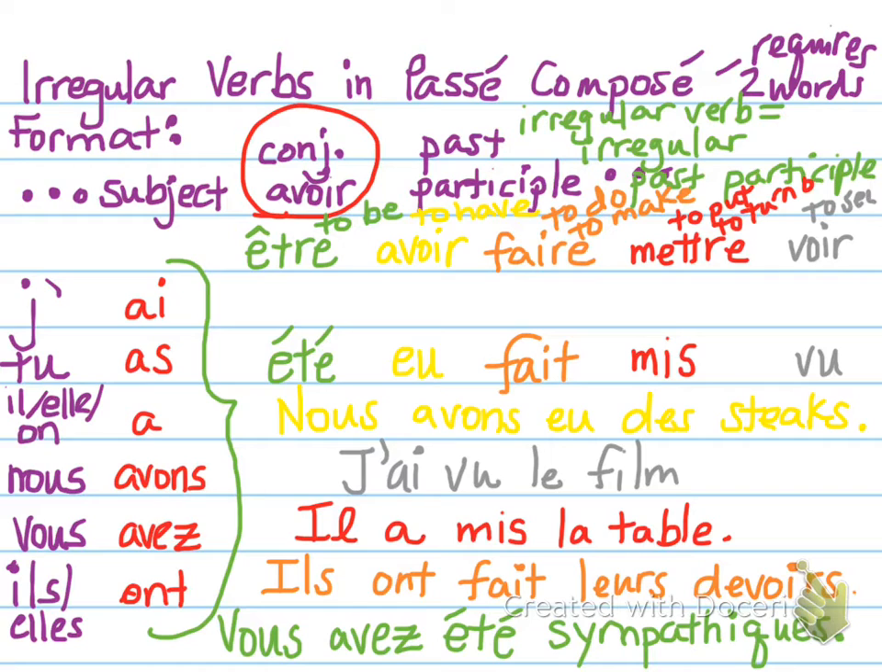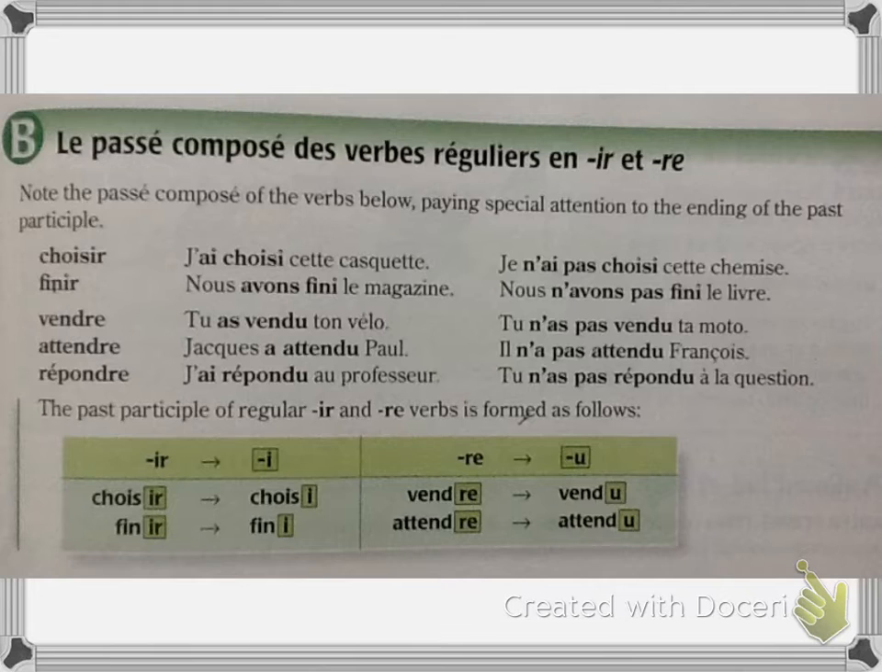Okay, so again, we see that this passé composé requires two words. Again, if it's an irregular verb, typically that means it's going to have an irregular past participle. So I would certainly recommend that you have some notes about this. It will certainly make taking a test or quiz much easier. So let's take a look at this the way it's presented to you in your textbook. À la page 333, le passé composé des verbes réguliers en IR et RE.